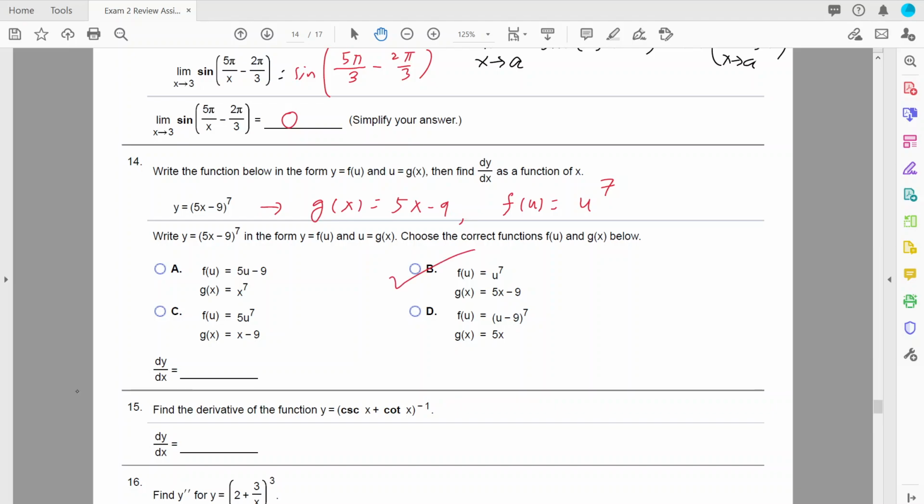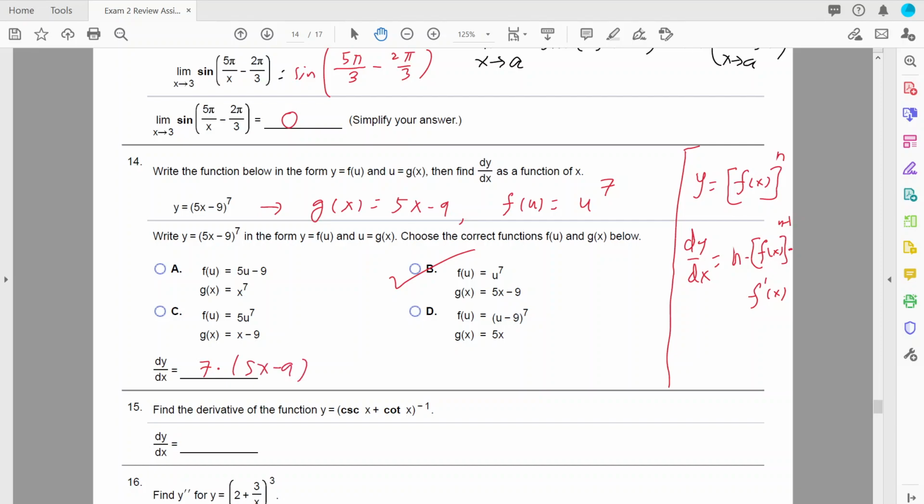Now for finding the derivative of this kind of function, I'm going to give you a very simple formula. If you are looking for the derivative of f of x to the power n, the derivative is just n times f of x to the power n minus 1 times f prime of x. f of x means the function inside the bracket. Using this fact, the derivative of this function is 7 times 5x minus 9 to the power 7 minus 1, which is 6, times the derivative of the function inside the parentheses, which is 5. This 5 is the derivative of 5x minus 9. If I multiply 5 and 7, it would be 35 times 5x minus 9 to the power 6.